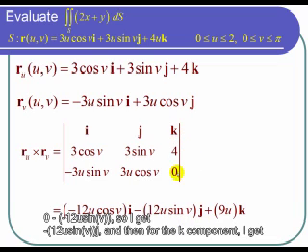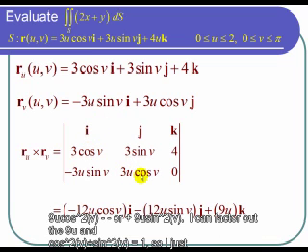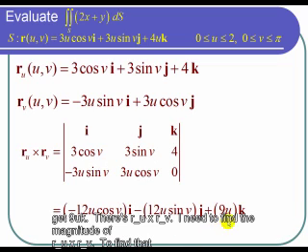And then for the k component, I get 9u cosine squared v minus a negative, or plus, 9u sine squared v. And I can factor out the 9u, and cosine squared v plus sine squared v is 1. So I just get 9u k. So there's the r_u cross r_v. I need to find the magnitude of r_u cross r_v.